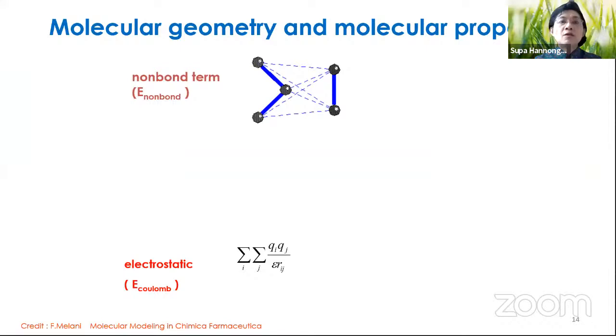So when we look at the molecular geometry and molecular properties, you may think about the non-bonded interaction term. That means the interactions are between two atoms that are not connected to each other. Okay, so for the non-bonded interaction, we can have the electrostatic energy, which is represented by the Coulomb energy, the summation of Qi Qj over epsilon and the distance between two atoms. Very simple. Everybody knows about this.